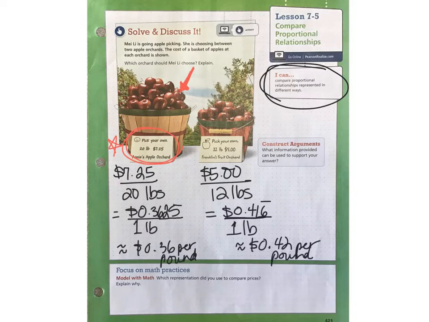In this problem, you can use a comparison of the unit rates to determine which orchard has the best value for apples. Mei Li should choose Annie's apple orchard because after comparing the unit rates, Annie's apple orchard costs about 36 cents per pound of apples, while Franklin's fruit orchard costs about 42 cents per pound of apples. In this lesson, we're going to be using proportional relationships, like we did back in a previous topic, to compare different sorts of relationships.